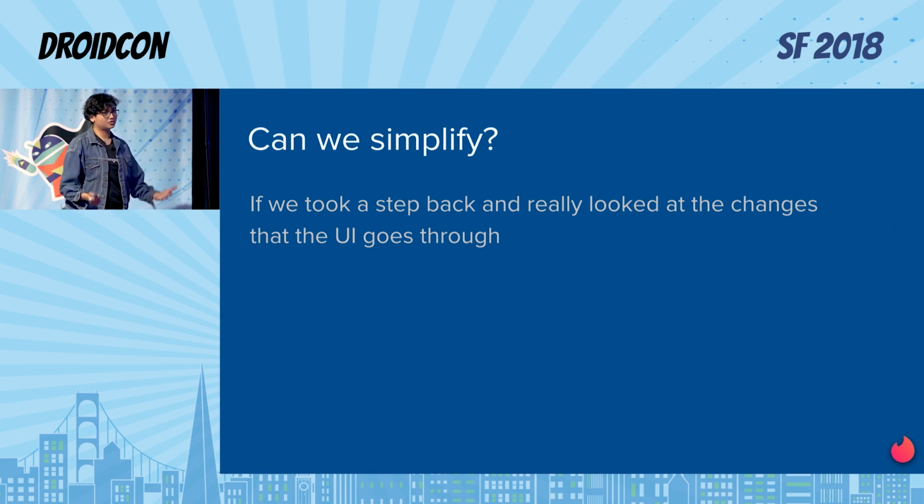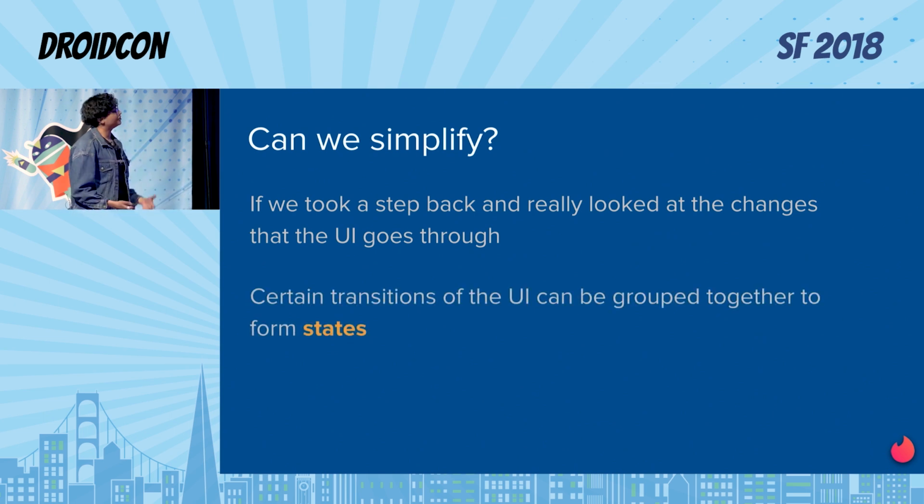So if we zoomed out and took a step back at how UI interactions and configurations and updates happen, you could say that in general, UI and interactions resemble transitioning states, kind of like, for example, a game.